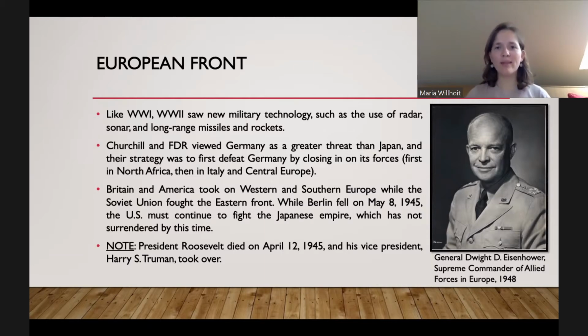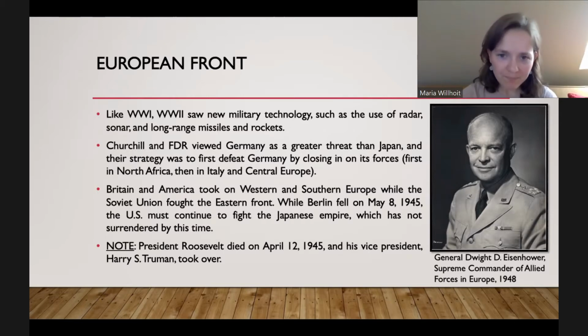And the way they were going to tackle Germany is by closing in on its forces, first in North Africa, and then they're going to go into Italy and then into Central and Western Europe. So they were closing in. And unfortunately, the Soviet Union had to continuously defend the East to make sure that Germany never took over the Soviet Union. So America and Britain were focused on Southern and Western Europe, and Eastern Europe was more focused on the Soviet Union.